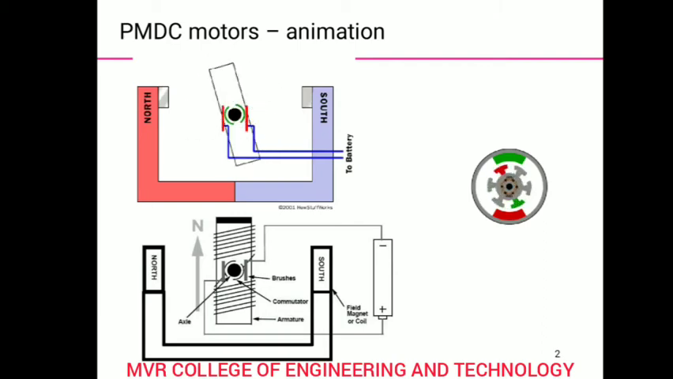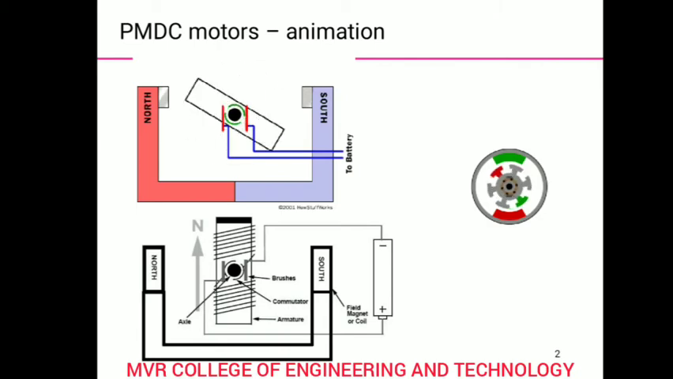Simply you can say, according to Faraday's laws, whenever a current carrying conductor is placed in a magnetic field, it experiences a mechanical force. According to Faraday's laws of electromagnetic induction, I am repeating again, whenever a current carrying conductor is placed in a magnetic field, it experiences mechanical force. If you see the conventional change, in DC motors, for the stator and the rotor there will be a winding. In permanent magnet DC motor, for the rotor only there will be a winding.